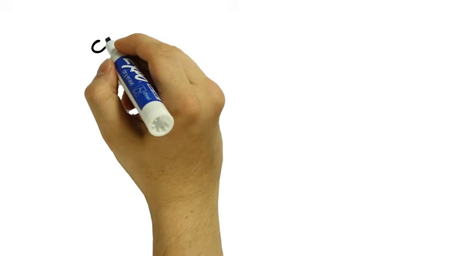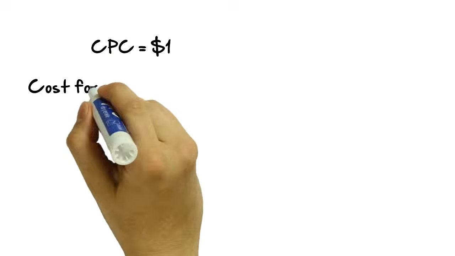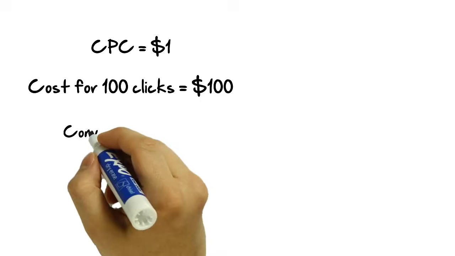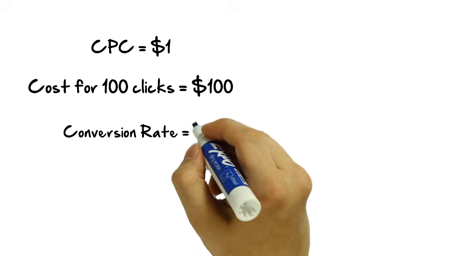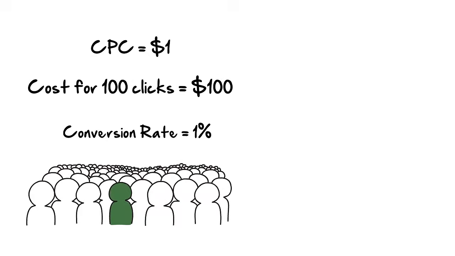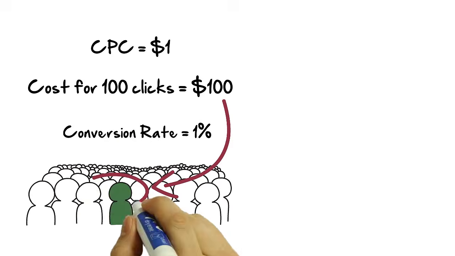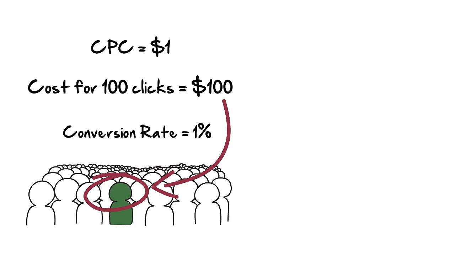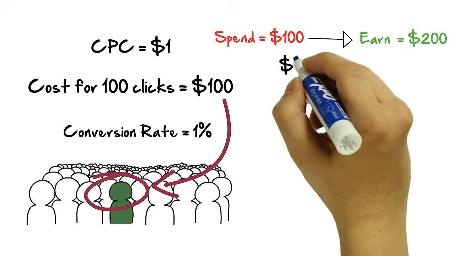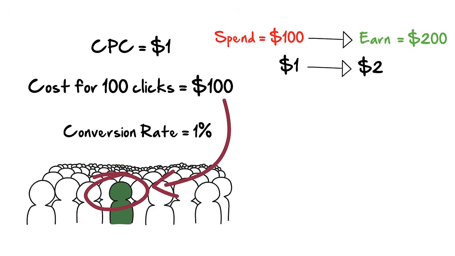So let's assume you need to spend $1 to show your ad to one person, which means your CPC is $1. Then you need $100 to show ads to 100 people. And let's assume your conversion rate is 1%, which means out of 100 people one person buys your product. So you spend $100 and one person buys your $200 product. You spend $100 and earn $200. So for every dollar you spend, you get $2 back.